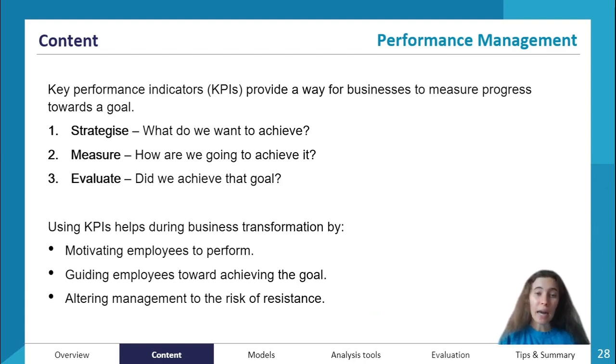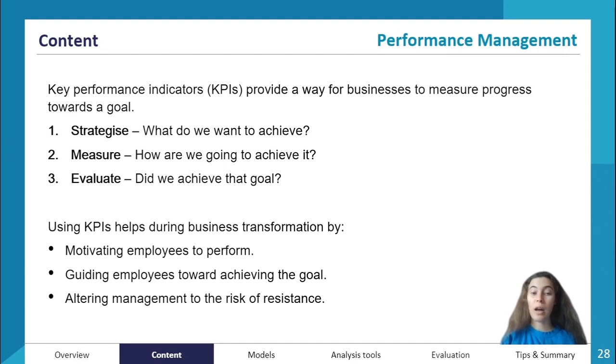So, key performance indicators or KPIs are something that you may have heard of before, and this is something that's part of performance management as well. So, these provide a way for businesses to measure progress towards a goal that they've set. So, this whole process will involve strategizing. What does the business want to achieve? How is the business going to achieve it? That's about measuring and then evaluating, did we achieve that goal? What else can we do in future? How can we improve? All of those different questions and considerations.